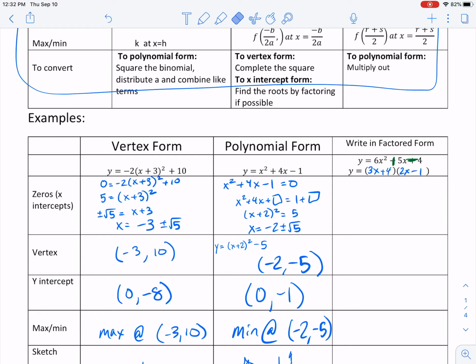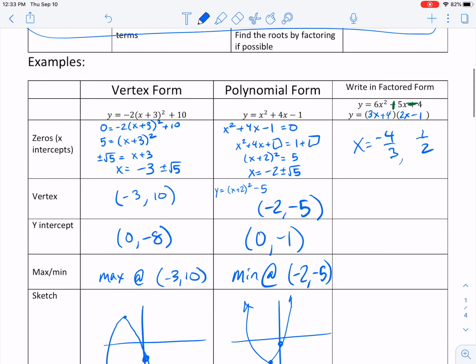That was funny. Okay. So now to find the zeros, I just need to set each one of these equal to 0. And so that's x is equal to -4/3 and x is equal to a positive 1/2. The vertex is going to be halfway between these. Or I could divide by 2, but with fractions, I'm going to add these together.